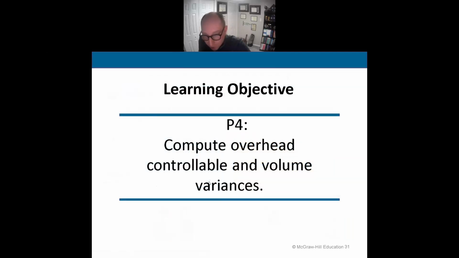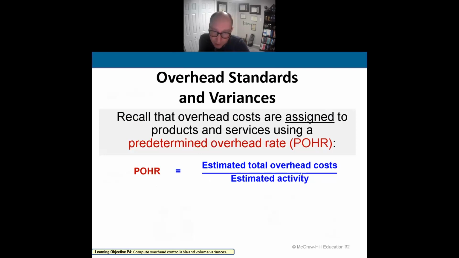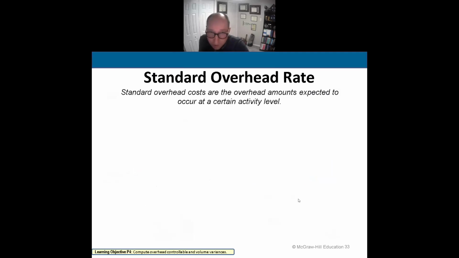The last variance we need to talk about, of course, is overhead. For overhead, we typically use the predetermined overhead rate or single plant-wide rate method. This is assigned to products and services using the predetermined overhead rate. It's usually based off of total overhead cost divided by an estimated activity, like labor hours, for example. To find the assigned overhead, we take the predetermined overhead rate times the standard activity, labor hours, or something like that.